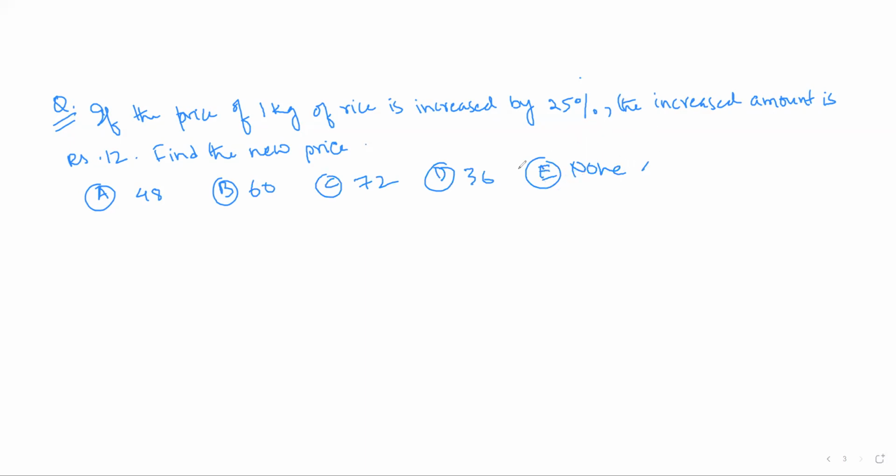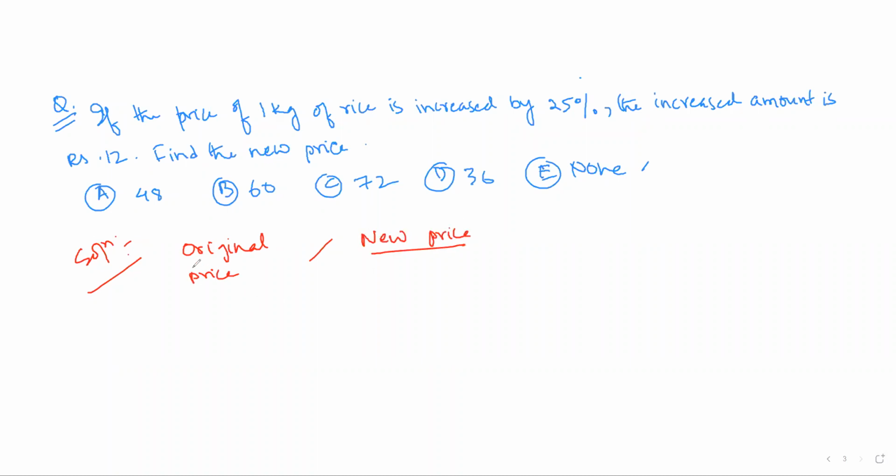Sometimes it creates problem. Right. Okay, give me the answer very fast. Price of 1 kg is increased by 25%. The increased amount is 12 rupees. Okay, so what is the new price? 48.